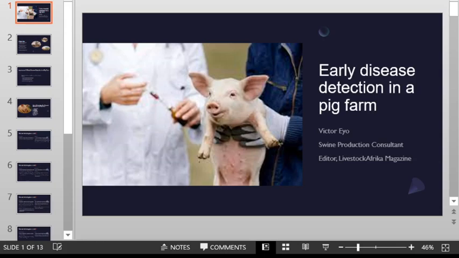My name is Victor Eyo and we'll be discussing early disease detection in a pig farm. It is important as a pig farmer to be able to detect incidents of disease in your farm whenever they occur. So in this course we'll be going through ways in which the farmer can easily detect diseases in your farm.